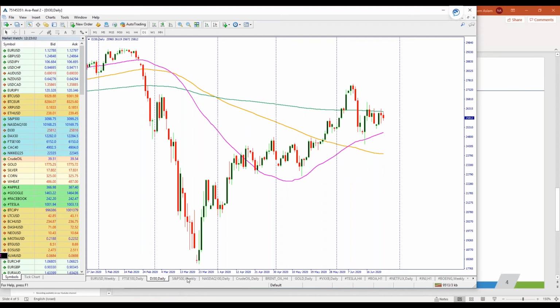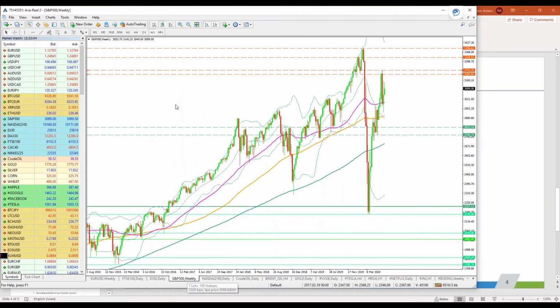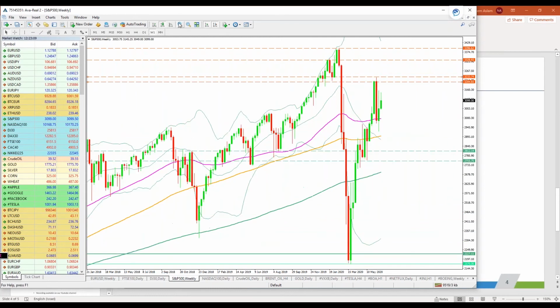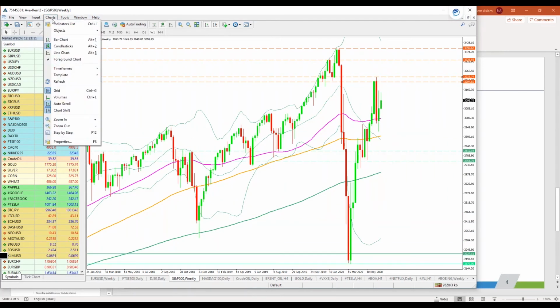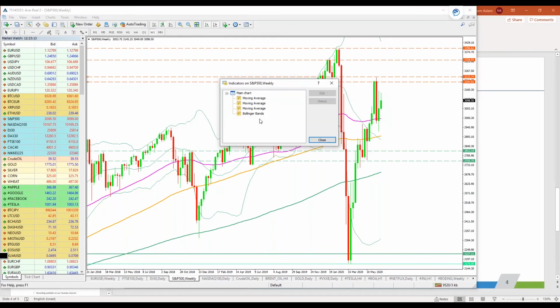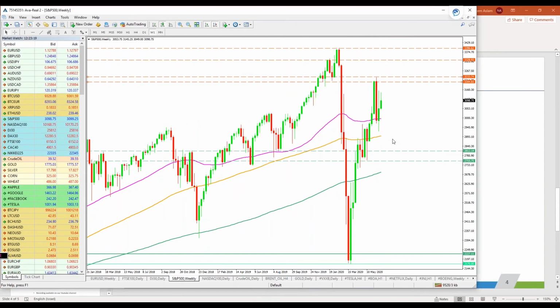Now, quickly, we are going to pick up a little bit of pace. We're going to go into the S&P 500 index. Again, all the moving averages remain the same. We're going to get rid of all these unnecessary indicators, such as the Bollinger Bands and everything else over here. Just going to leave the price itself.